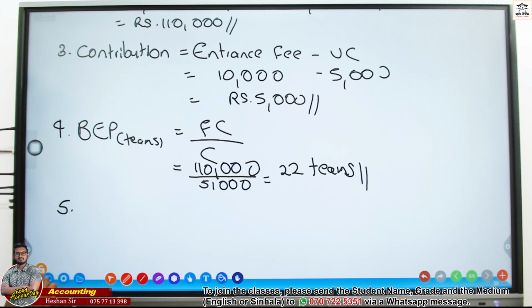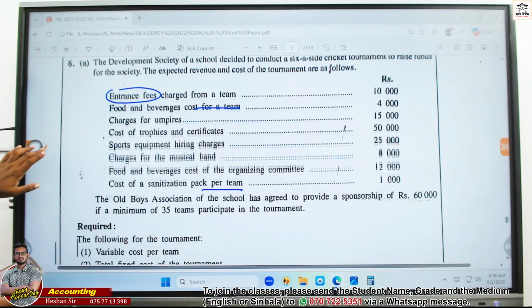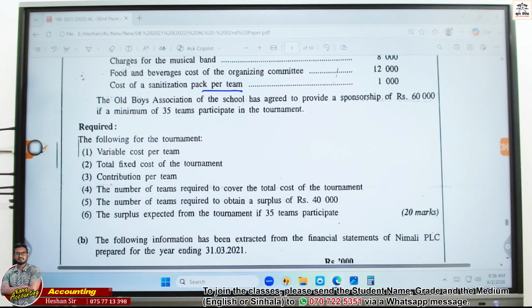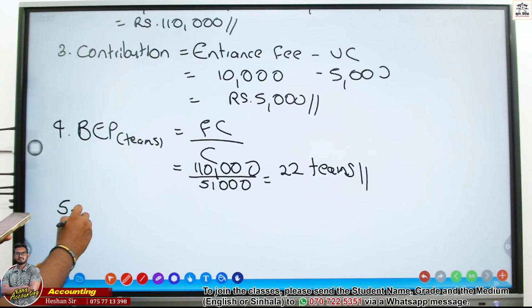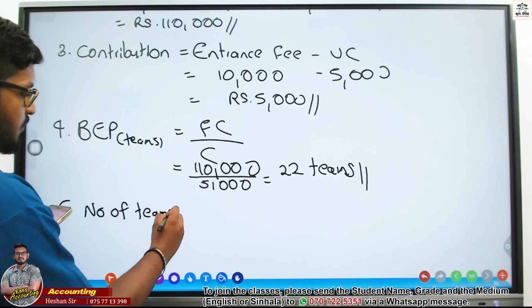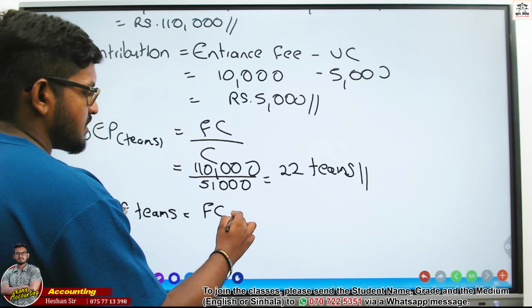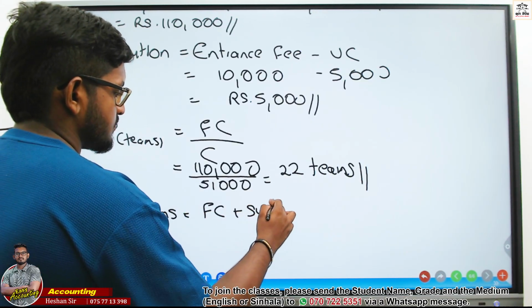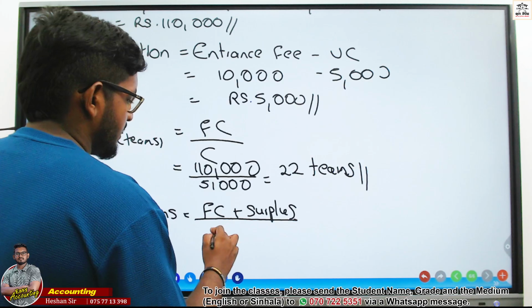Number 5. The number of teams required to obtain a surplus of 40,000. Number of teams, or profit. The surplus means the profit actually, so fixed cost plus surplus divided by contribution.